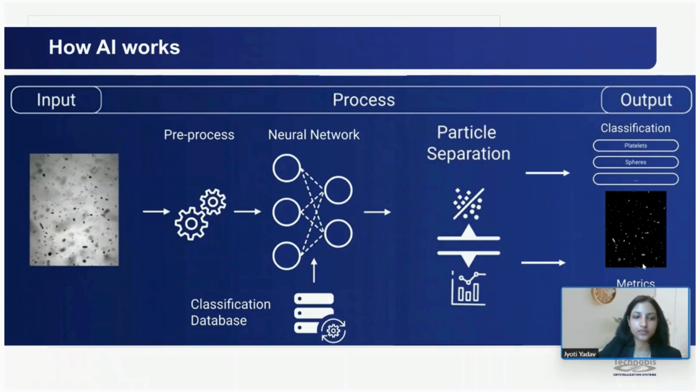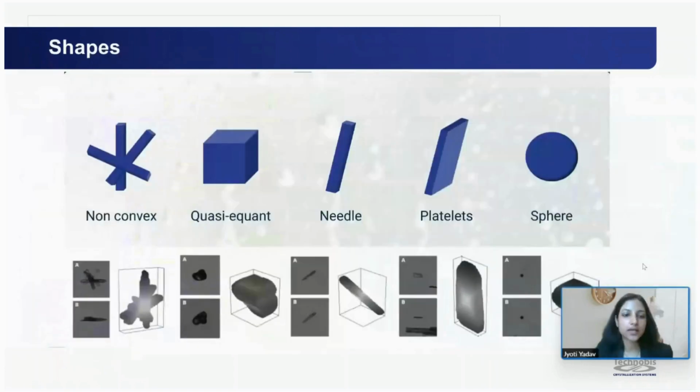Next, the particles are characterized into 6 different shapes. First is non-convex, which represents a cluster of needle-shaped crystals. Then quasi-equivalent, which means equal in all directions and represents the cubic-shaped crystals. Then needles, which are elongated crystals. Then platelet, which represents the plate-like crystals. Then sphere, which are round-shaped crystals.